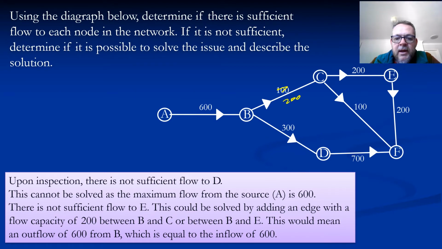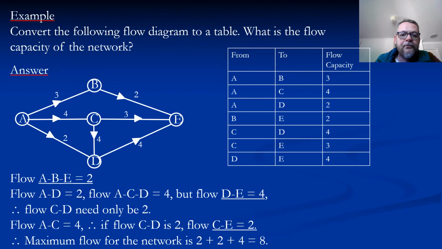Now if we increase that, which is an inflow of 600. Now what could we do from B to D as well? You could change that to 400 and increase the capacity, so the inflow and the outflow are the same. We've got an issue here though, haven't we? Now we should also notice that's our source and this is our sink. There's a number of things that we could do to solve this issue here.